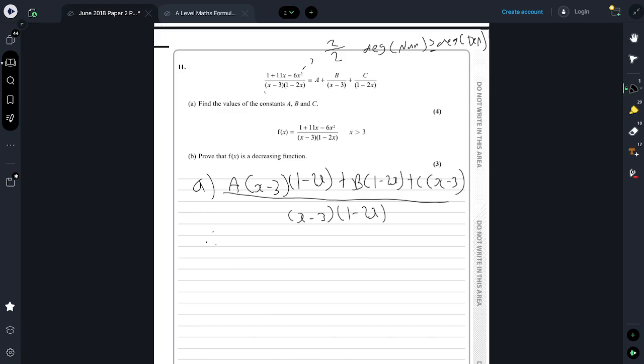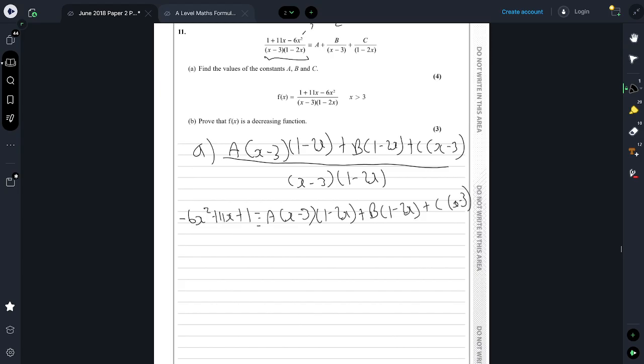The denominators are exactly the same, which means the numerators have to be the same. We can see this because this will give a quadratic if we expand it here, and we get a quadratic here. So let's compare. You would get minus 6x squared plus 11x plus 1 has to be the same as a of x minus 3, 1 minus 2x, plus b of 1 minus 2x, plus c of x minus 3.